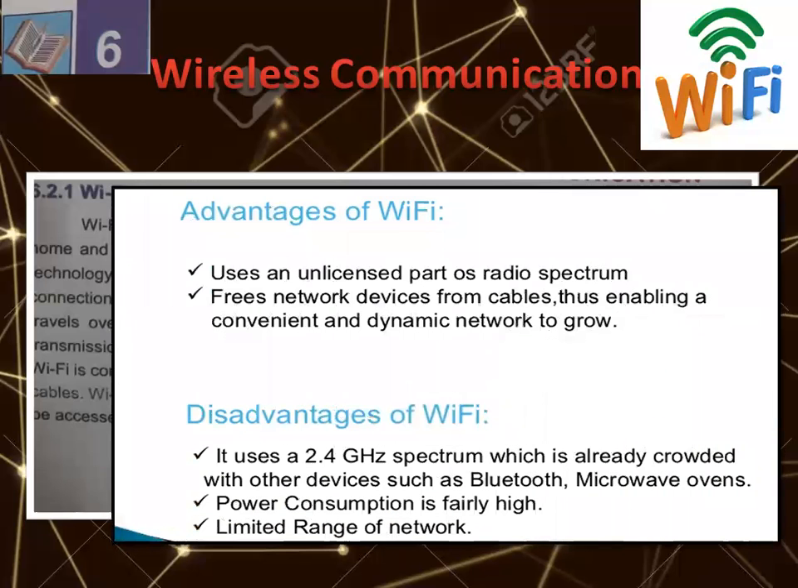Advantages of Wi-Fi: it uses an unlicensed part of the radio spectrum, frees network devices from cables, enabling a convenient and dynamic network to grow. And a disadvantage is it uses the 2.4 gigahertz spectrum, which is already crowded with other devices such as Bluetooth and microwave ovens. Power consumption is fairly high, and the range of the network is limited.